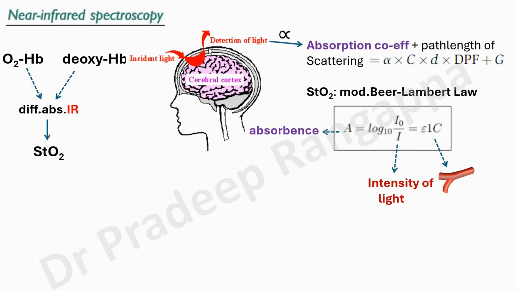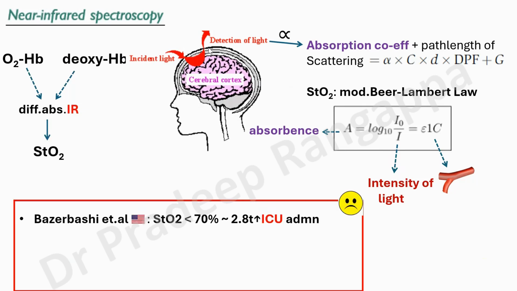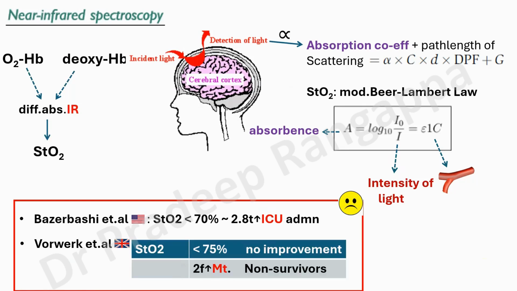So has there been any clinical studies? Is this relevant? Yes, there are clinical studies. Kazarbashi calculated tissue oxygen saturation. It is shown that if your tissue oxygen saturation is less than 70%, there was a 2.8 times increase in the risk of ICU admission. Another study was done by a UK group.